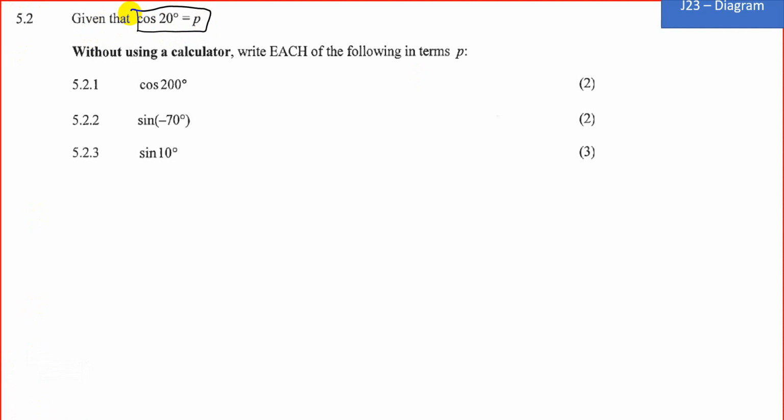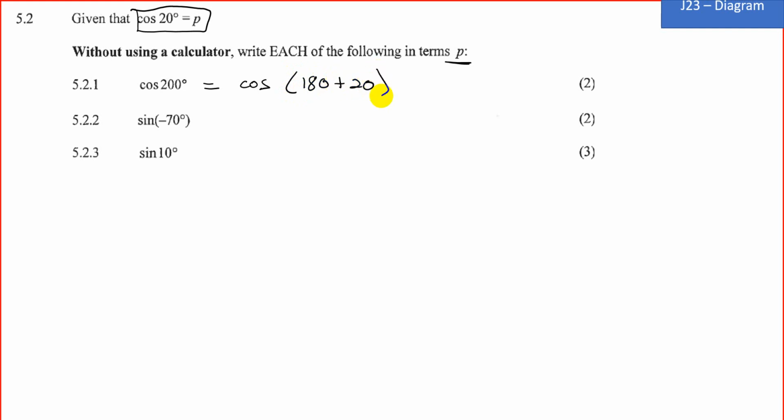We're going to start with a question that says, given that cos 20 is equal to P, and they say without using a calculator, write each of the following in terms of P. The strategy is to rewrite the angles so that we have cos 20, and that will allow us to relate it to P. So if we look at the first one, 200, we can write 200 as 180 plus 20.